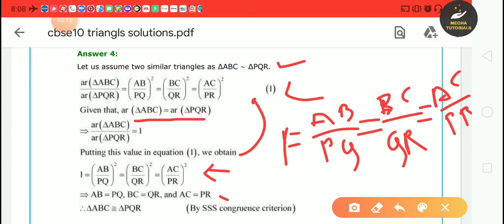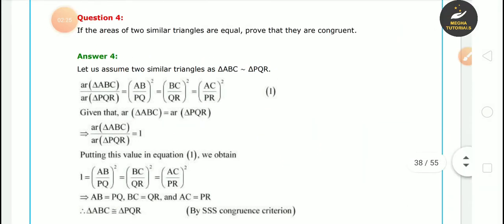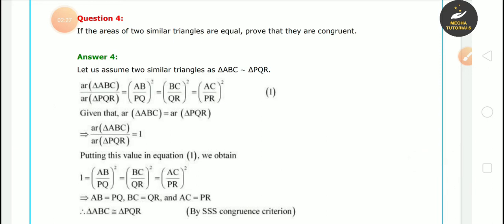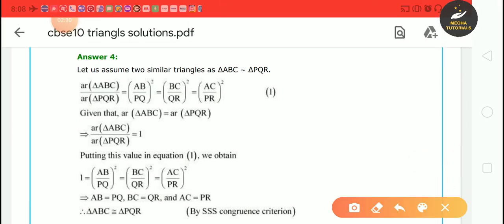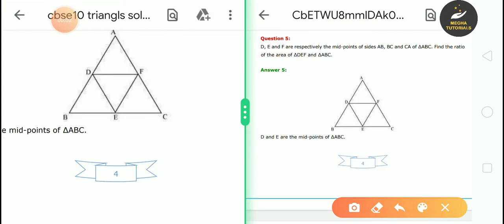Therefore we can write AB is equal to PQ, BC is equal to QR and AC is equal to PR. It means all three sides of both triangles are equal. Therefore by the SSS test these two triangles are congruent. Therefore triangle ABC is congruent to triangle PQR. Hence proved.